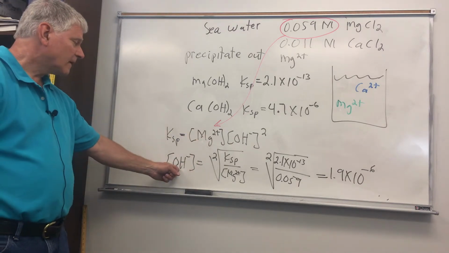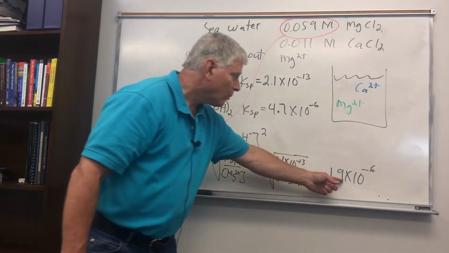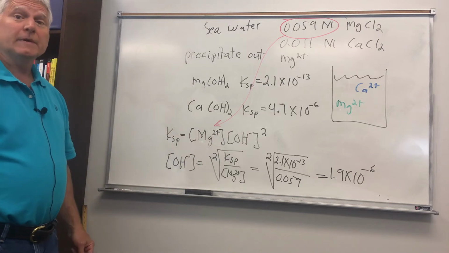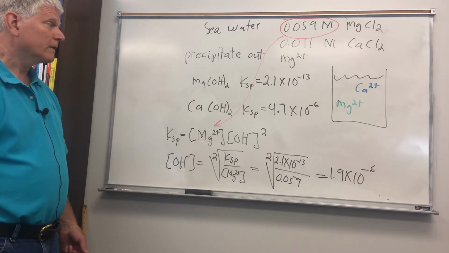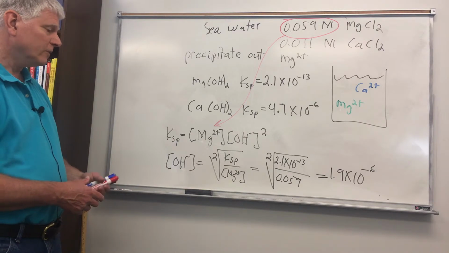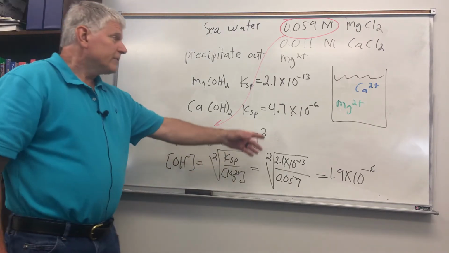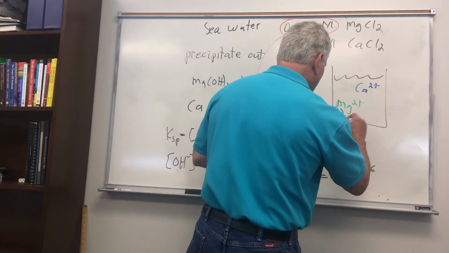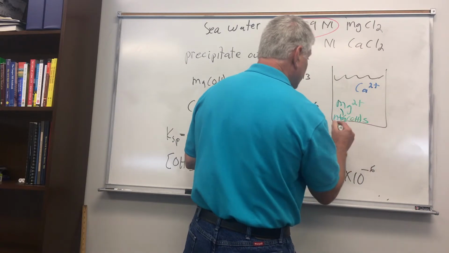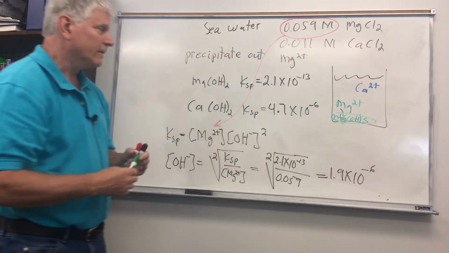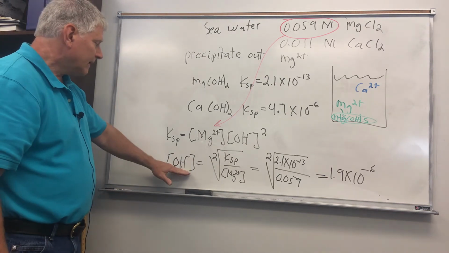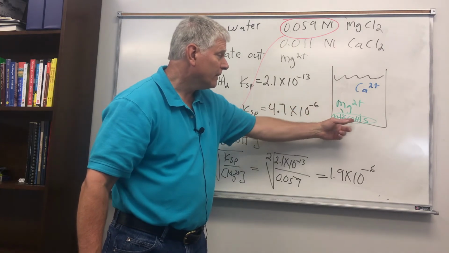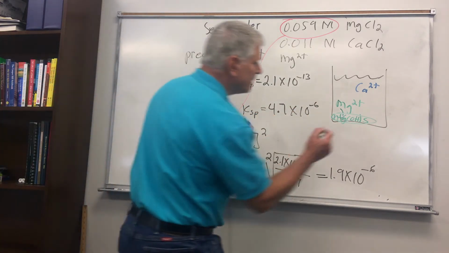So any OH concentration greater than 1.9 times 10 to the minus 6 and magnesium hydroxide will start to precipitate out because we have too much product in the magnesium hydroxide dissolution. So we'll start precipitating out magnesium hydroxide solid. It'll just precipitate out on the bottom of the beaker. We can keep adding hydroxide ion, and more magnesium 2+ will precipitate out in the form of magnesium hydroxide. There's a 2 here.